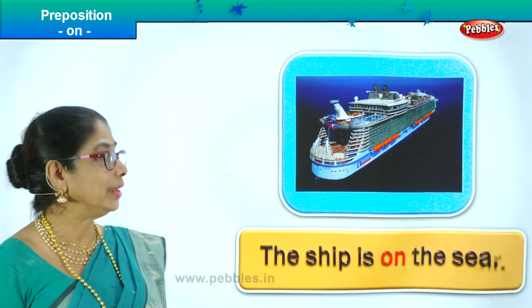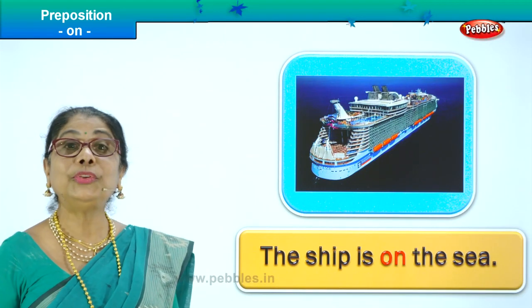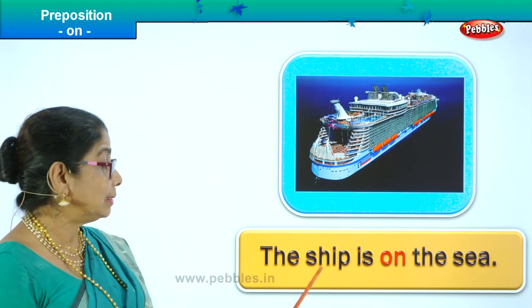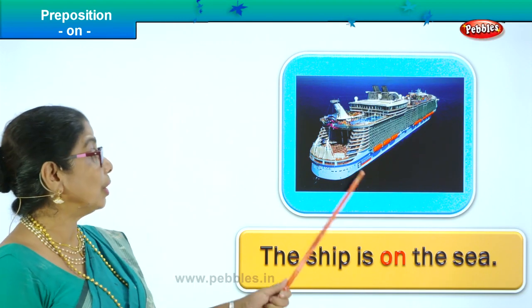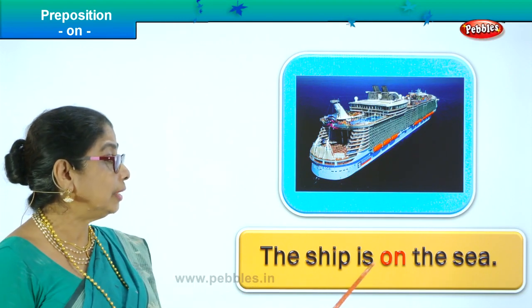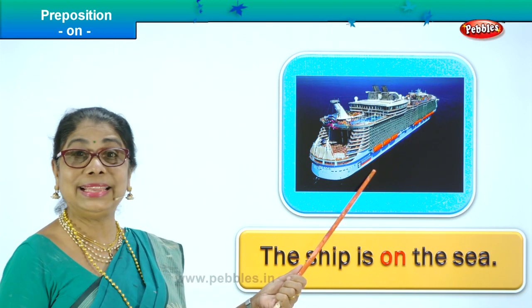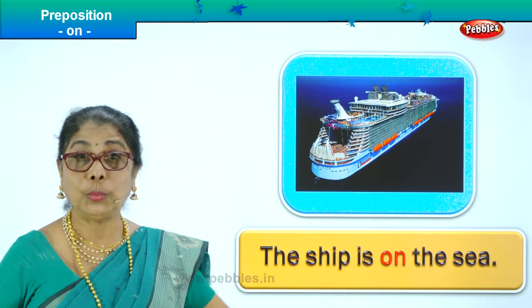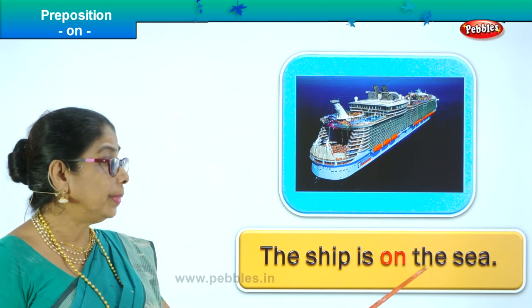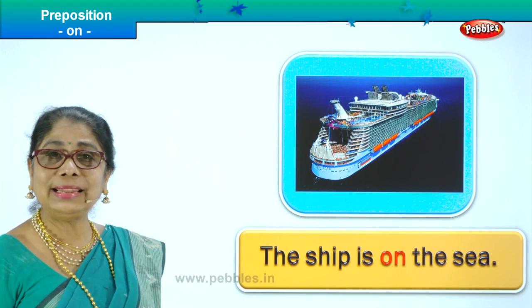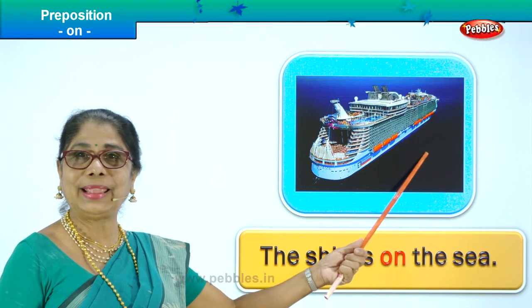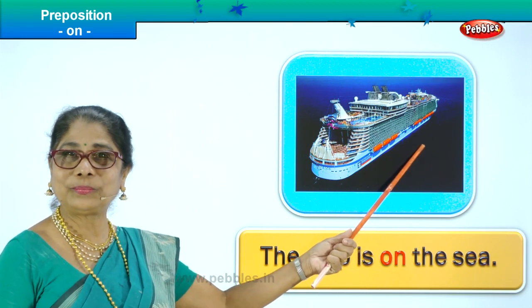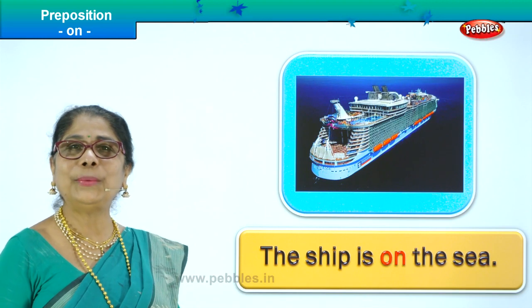Look what we have here. Where do you find the ship? Yes. Where does the ship sail? On the sea. Look, where is the ship? The ship is on the sea. Huge ship. Where is it? On the sea. Read the sentence. The ship is on the sea. Good. Let's look at a new picture.